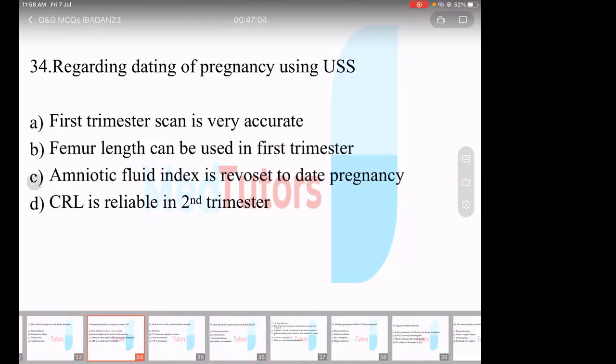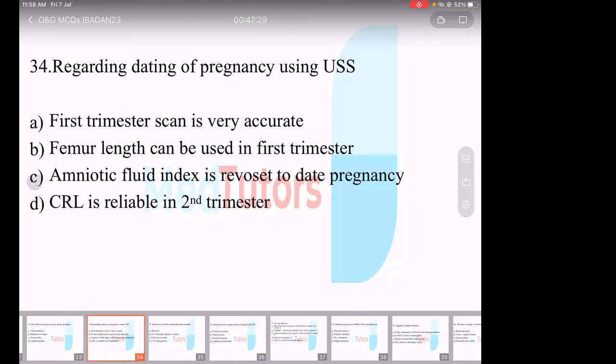Then question 34, regarding dating of pregnancy using ultrasound scan. A, first trimester scan is very accurate. Of course, this is correct. B, femur length can be used in the first trimester. The femur is not even there, so it cannot be used in the first trimester. You use crown rump length, CRL.